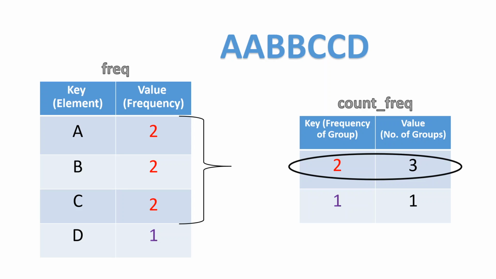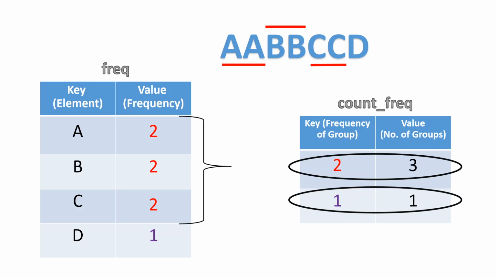And specifically talking about that, we have AA as one group, BB as one group, CC as another last group. So we have three groups in total having two frequency. Similarly, the second element in the hash map says we have only one group having one frequency, which is right over here. And that is D is the group having one frequency.